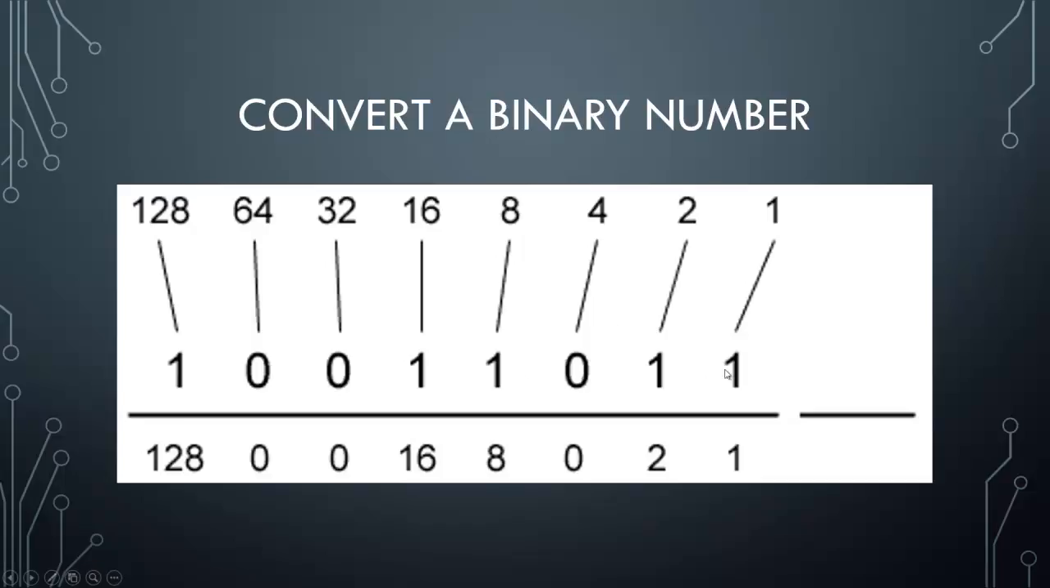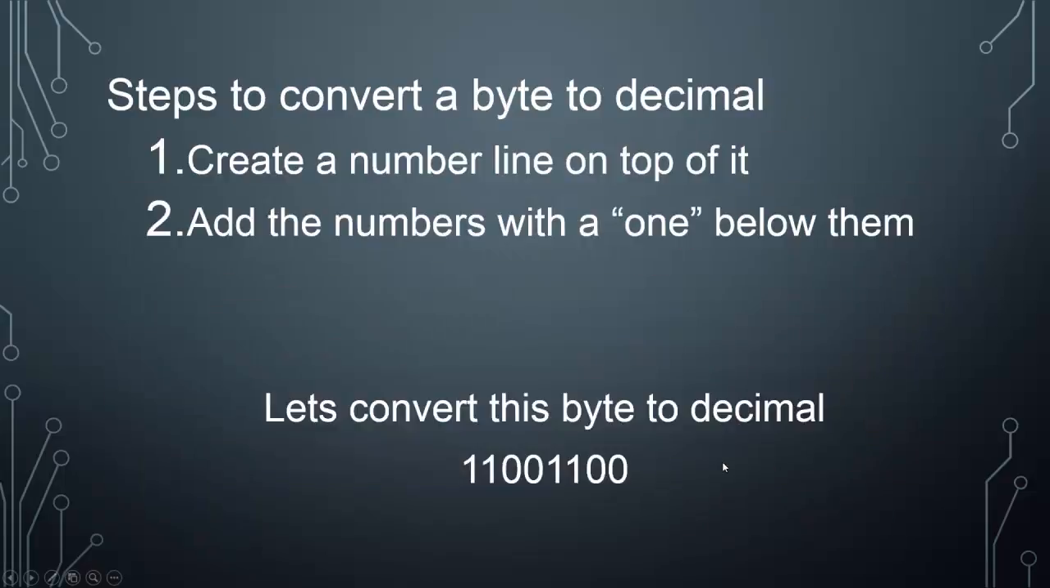Alright, so your binary number looks like this: 1001 1011. So we put our number line at the top: 128, 64, and so on. And then all we do is add the numbers that are above a 1. So I would add 128 because it's above a 1. I would add 16 because that's above a 1. I would add 8 because that's above a 1. I would add 2 and 1. So I would take 128 plus 16 plus 8 plus 2 plus 1. When I add those numbers up, I would get 155. So the binary equivalent of 1001 1011 would be 155 because I would add 128, 16, 8, 2, and 1.